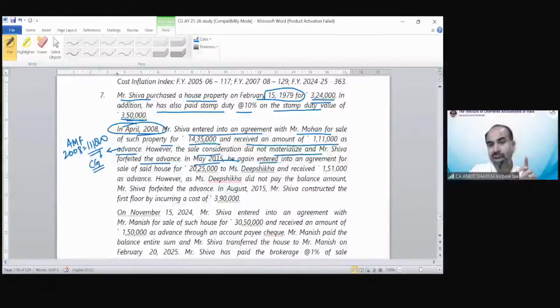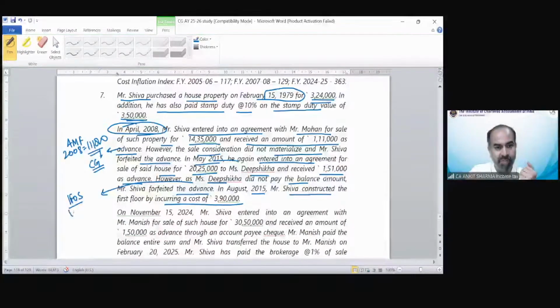In 2015, he again entered into an agreement for the said house for 20,25,000 with Mrs. Deepshikha and received 1,51,000 as advance. However, as Deepshikha did not pay the balance amount, Mr. Shiva forfeited the advance. In August 2015, Mr. Shiva constructed the first floor by incurring a cost of 3,90,000. The amount forfeited from Mrs. Deepshikha in May 2015 is going to be your income from other sources. This is not treated under capital gain, and it is income of previous year 2015-16, so 1,51,000 is taxed under income from other sources.